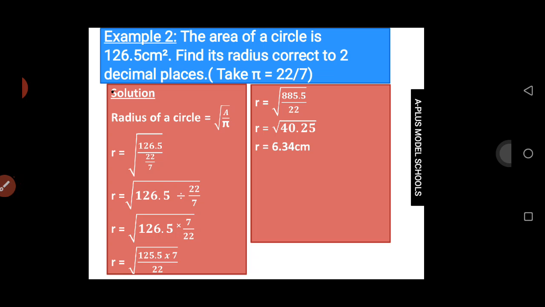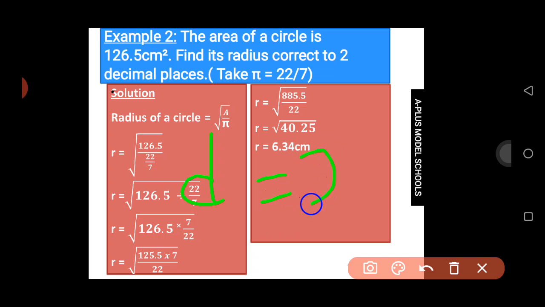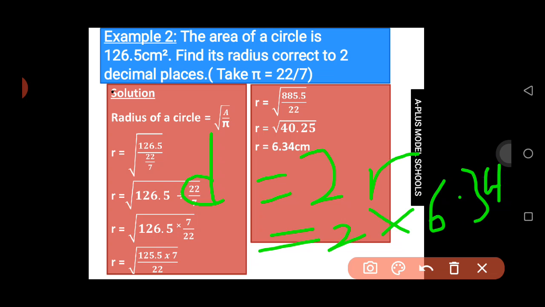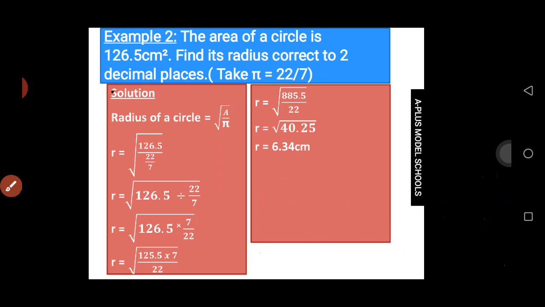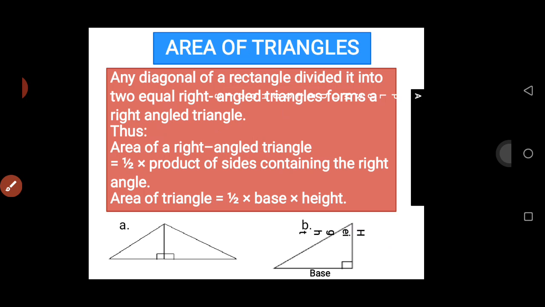Now let me quickly chip this one in. If the question says I should look for the diameter, don't forget diameter is equal to 2r. So I will just multiply my radius by 2, which is 2 times 6.34. I will just multiply my answer by 2, which will give me 12.69. So let's move to the area of a triangle.